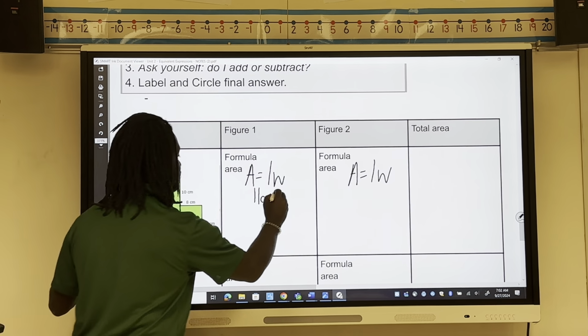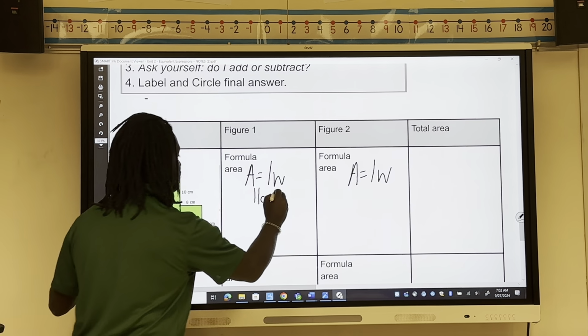And again, the reason that's centimeters squared is because it's centimeters times centimeters, and so you get centimeters squared. That's just the unit anytime you're finding area. It's always whatever the unit is, squared. And so this is 104.